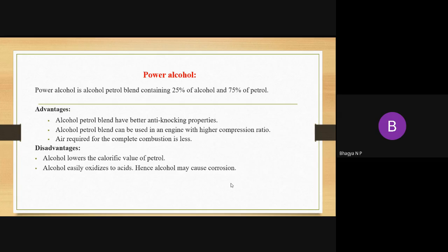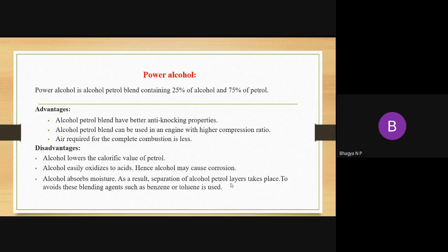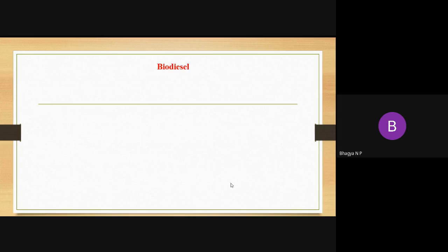Since the alcohol easily oxidizes to acid, it causes corrosion in the engine. And also, this alcohol absorbs moisture very easily. As a result, in the engine there is a separate formation of alcohol and petrol layers. To avoid this, we have to add another blending agent such as benzene or toluene. So these are the disadvantages of the power alcohol. So this is about the power alcohol concept. Now we'll move to the biodiesel.